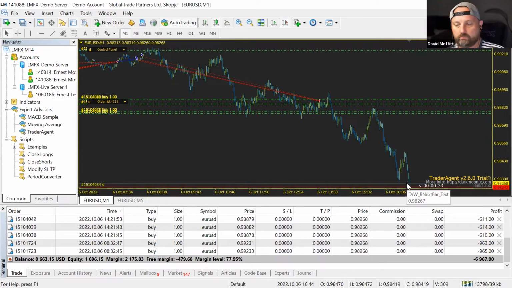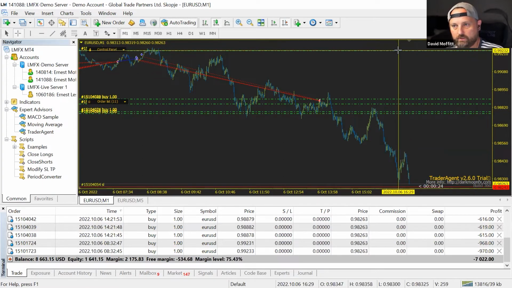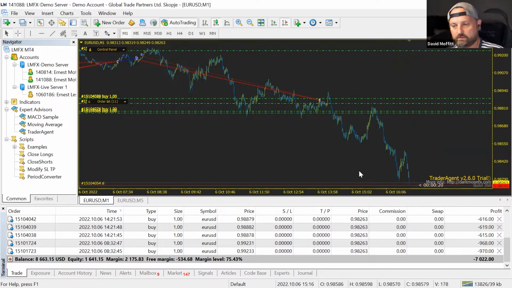Yeah, well, your stop losses are way too wide for these. Look at that. This guy up here, you must not have had stops on, because that's a 100 pip stop loss.